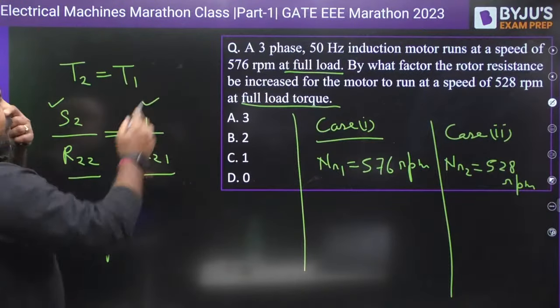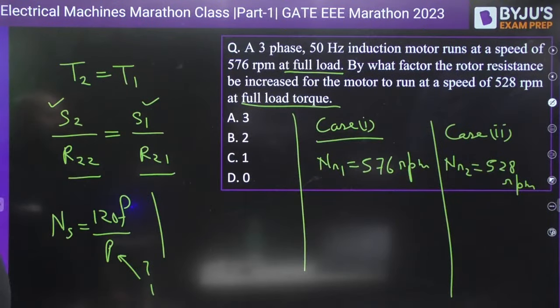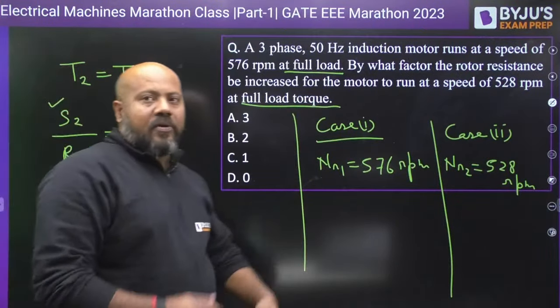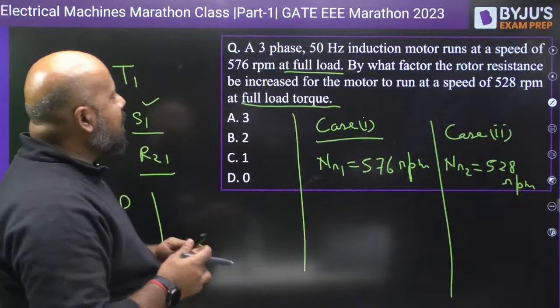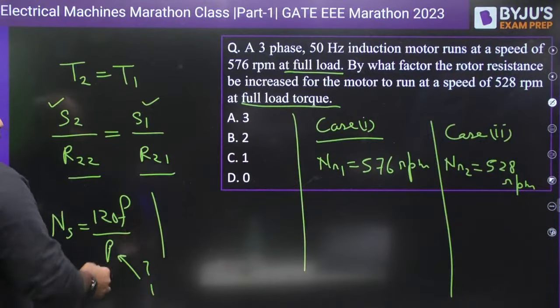You know the frequency is 50 Hertz, but you don't know the number of poles. So the number of poles you have to guess. As I told you, the rotor speed is going to be very close to the synchronous speed, so you keep on putting different values.